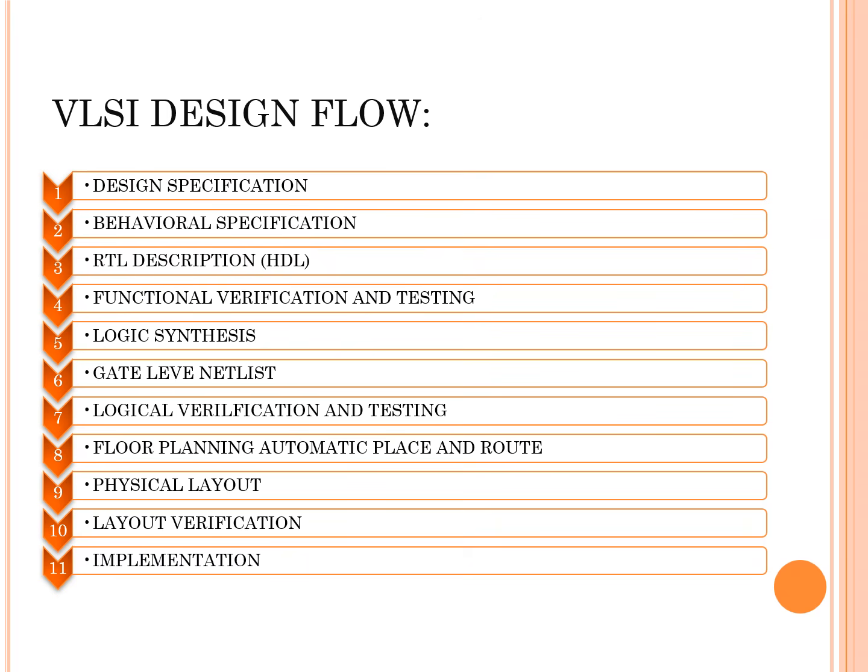We perform floor planning, placement, and routing to decide where each component will physically go on the chip. This gives us the physical layout, which shows the actual geometries that will be fabricated on silicon. Before sending it off, we do the layout verification, checking the design rules and ensuring that the layout matches the schematic. And finally, implementation. This is where the design is fabricated into an actual silicon chip. From code to hardware, that's the full VLSI design journey.